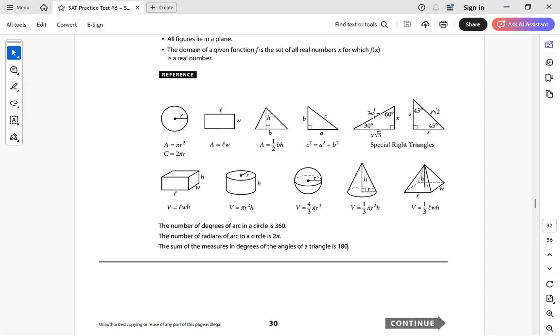So the easiest way to find the sides of this triangle is just to go by this special right triangle, where the hypotenuse is 2x. The length of the side opposite of 30 is going to be just x. And the length of the side opposite of 60 degrees is going to be x times root 3. So let's look at what that means for our triangle.